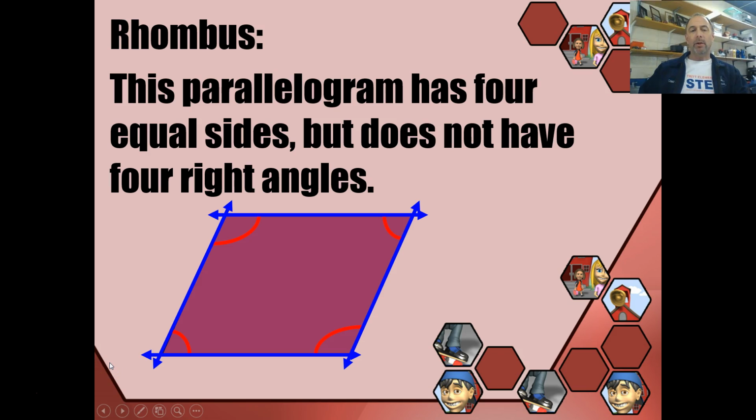Our next shape is a rhombus. Now, this parallelogram has four equal sides, but does not have four right angles. It is a squished version of the parallelogram. All four sides the same length, but not right angles.